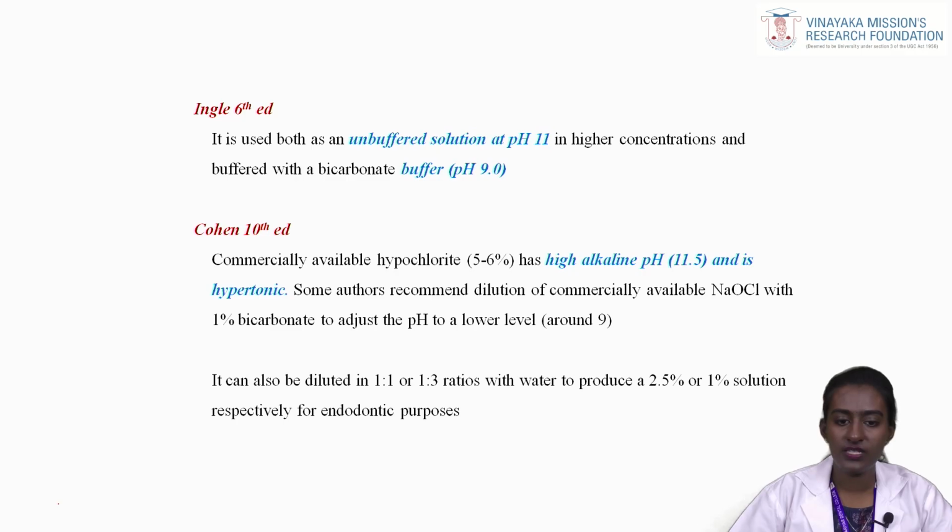According to Engel, it was basically used as an unbuffered solution at a pH of 11, and in higher concentrations it is buffered with a bicarbonate buffer to a pH of 9. It is commercially available at 5% with a high alkaline pH of 11.5. This can be diluted in a ratio of 1:1 or 1:3 with water to produce a 2.5% or 1% solution respectively for endodontic purposes.